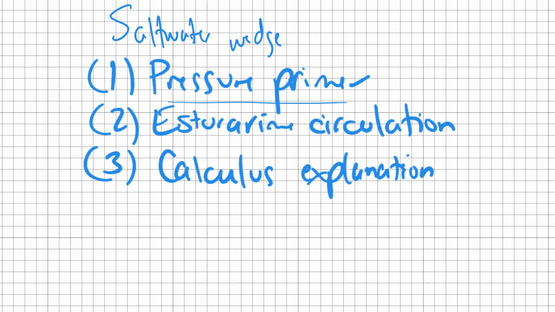Then once we know what pressure is, I'm going to do the estuarine circulation, and I'm going to describe basically why the saltwater wedge happens. And of course, there are a few other shapes that an estuary's salt profile could take. We'll talk about that a little bit.